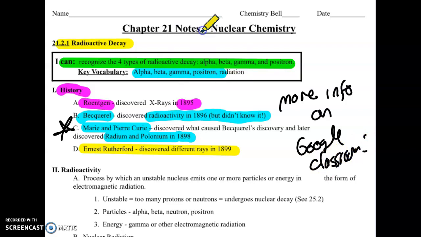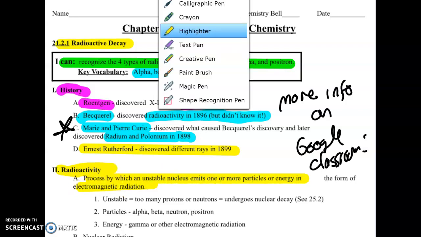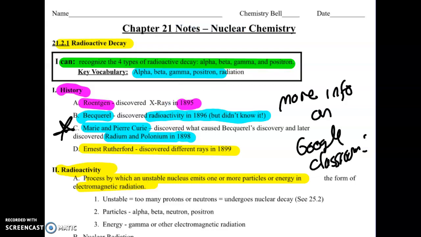So let's go through and look at radioactivity. The definition is, it's a process by which an unstable nucleus emits one or more particles or energy in electromagnetic radiation. So the key words in this part: there is an unstable nucleus. We saw that in your PhET building atom lab. Think back, what caused a nucleus to be unstable? There were either too many protons or too many neutrons. Either situation will make it undergo nuclear decay.